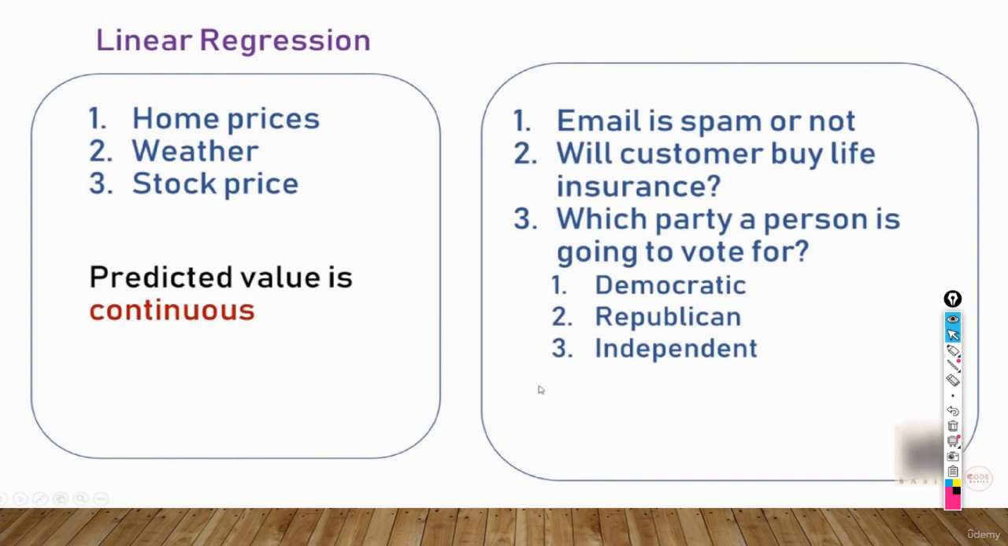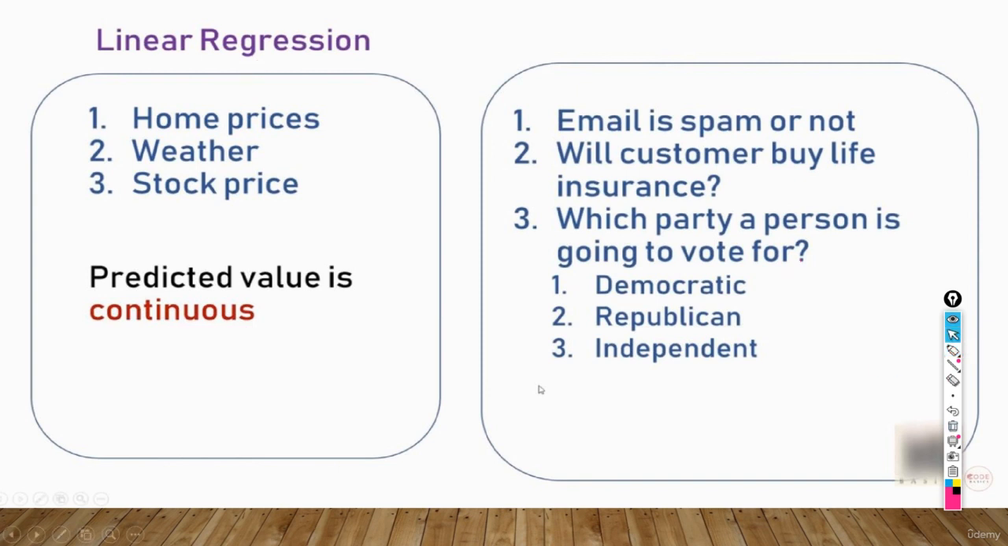We can also ask which party a person is going to vote for. We have some domain, and the people can only vote for this range of parties. So that means it is also some domain. Whenever your predicted value is under certain classes, within a certain boundary, then your task is classification. But when the value you are going to predict is not under a certain boundary, it is continuous and unbounded, that means it is regression. If your predicted value is bounded, it is classification.